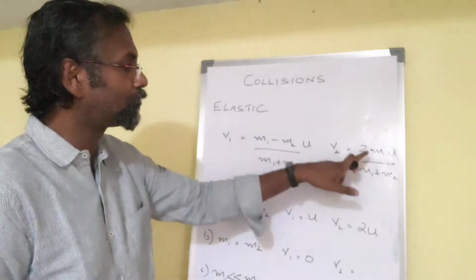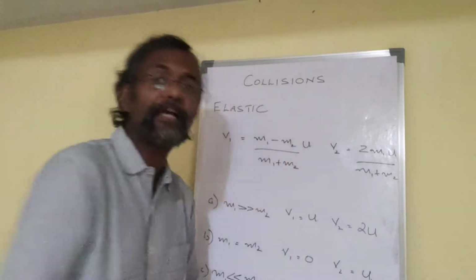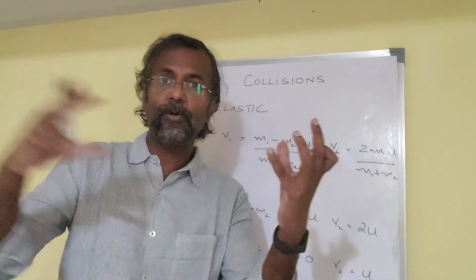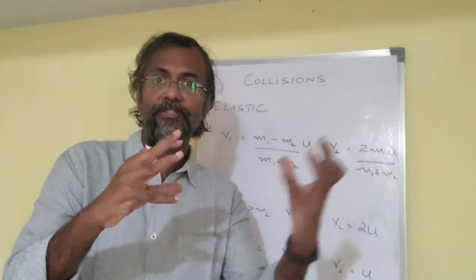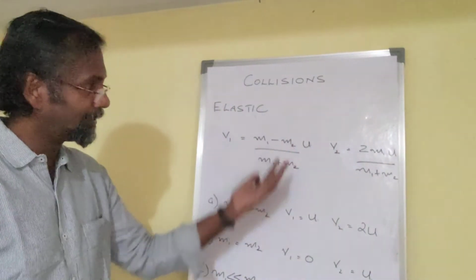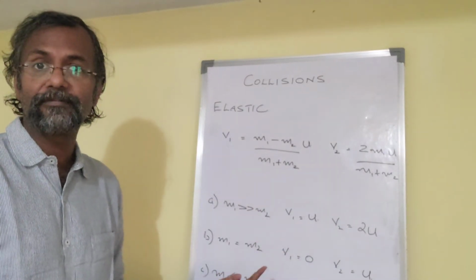m1 is equal to m2, so 2m1, 2m cancels, and we get v2 is equal to u2. And this is exactly what you see in a Newton's cradle. Both balls have equal masses. One comes, hits the other, the first one stops, and the second one moves with the same velocity. That's the result for you. Mathematically, this is how the Newton's cradle works, right?